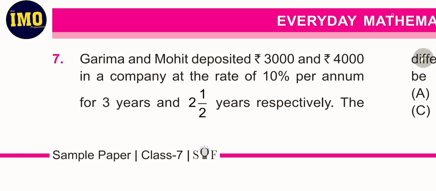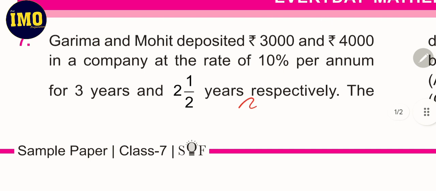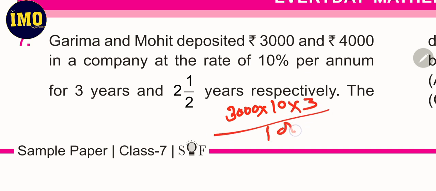How? Let's start. So we have 3,000, rate is given 10%, time is given 3, divided by 100. So zeros are cancelled. 3 times 3, 900 around. Garima's SI is 900. Now for Mohit, 4,000.